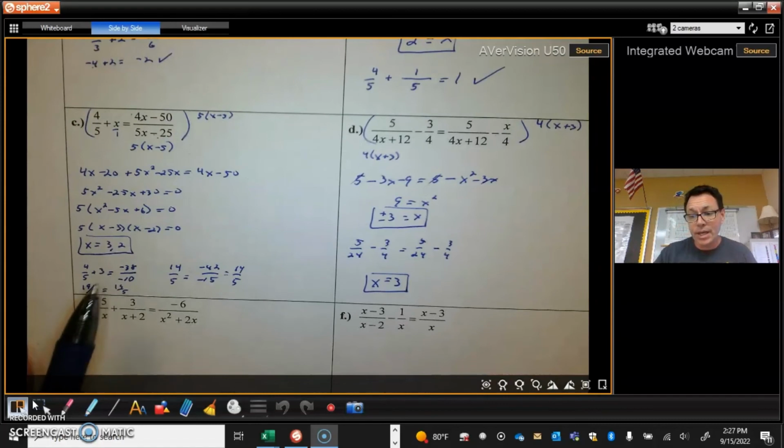Now over here we got 2 solutions, and both of those worked. So there was no problem there, but over here we did get an extraneous solution. So you have to check your answers on these rationals.